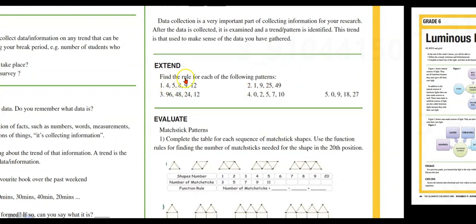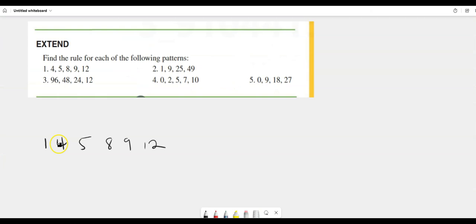Extend. Find the rule for each of the following patterns. So let's find the rule for each of the following patterns. So let's look at number 1. So we have 1, then 4, then 5, then 8, then 9, then 12. Between the 1 and 4, we would have 3. So that would be like a plus 3 here. Plus 3. Then between 4 and 5, that's a plus 1.